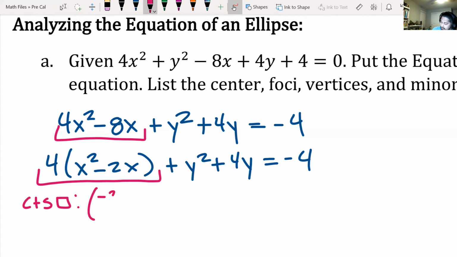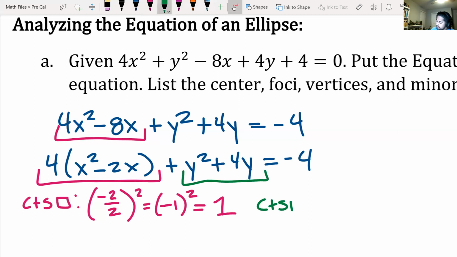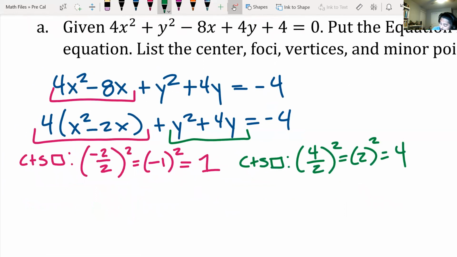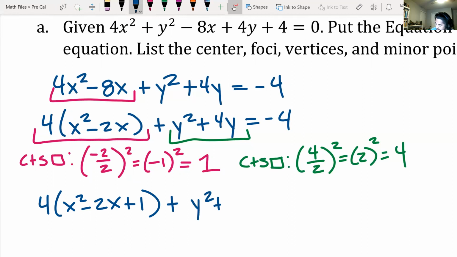Of course, we're going to take half of -2 and square it. It's -1 squared, which gives me 1. And then let's look at this one. If we complete the square on that one, take half of 4, square it, and we still get 4, right? So when I rewrite this, I'm going to have 4 times x squared minus 2x plus 1, plus y squared plus 4y plus 4, equal to -4 plus, I guess I should put these in different colors. One moment. This will be my 1, and here will be my 4.